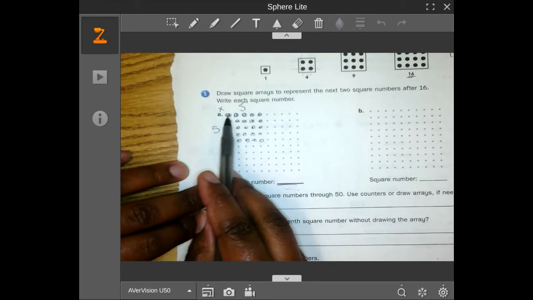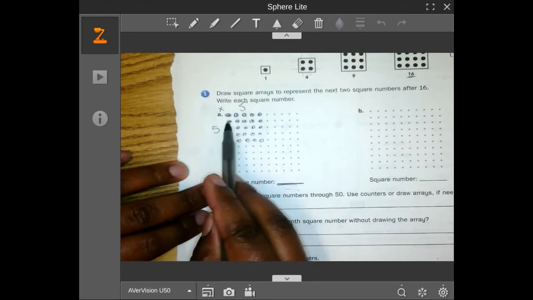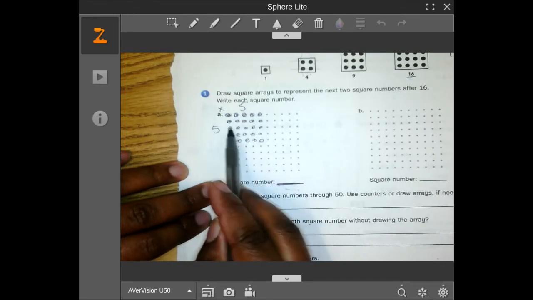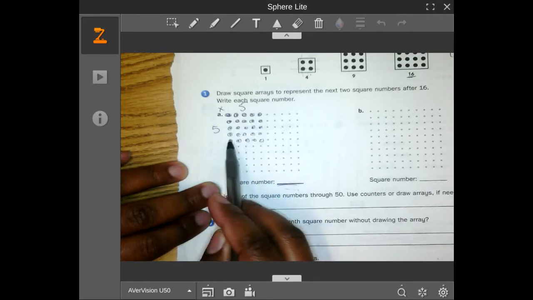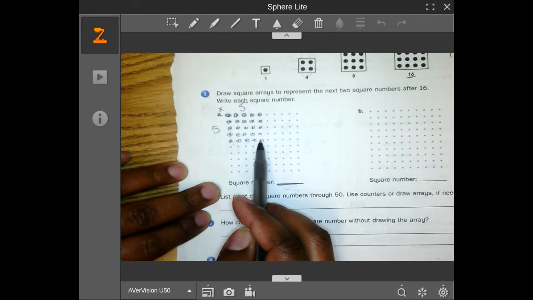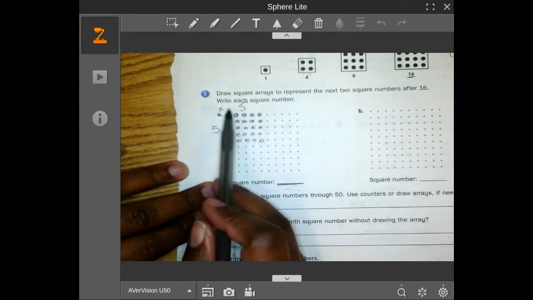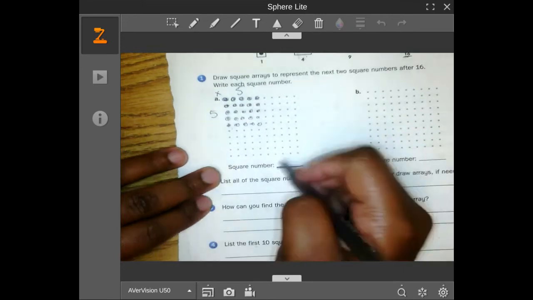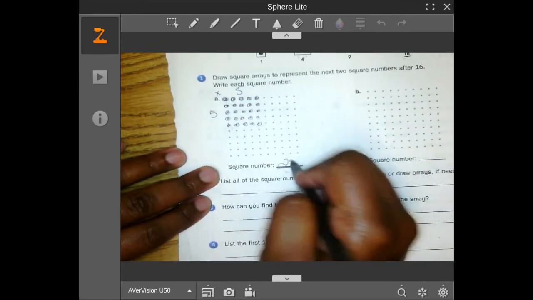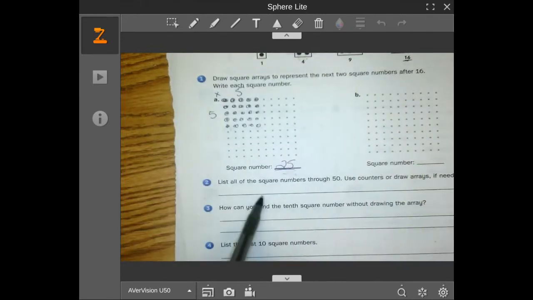Let's count the dots. 1, 2, 3, 4, 5, 6, 7, 8, 9, 10, 11, 12, 13, 14, 15, 16, 17, 18, 19, 20, 21, 22, 23, 24, 25. I have 25. And if I were to multiply 5 times 5, then my answer is still 25. So 25 would be the next square number.